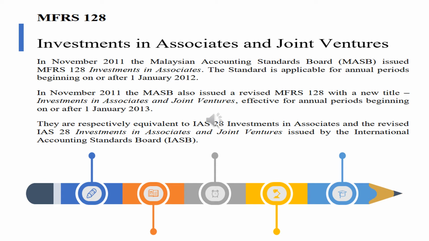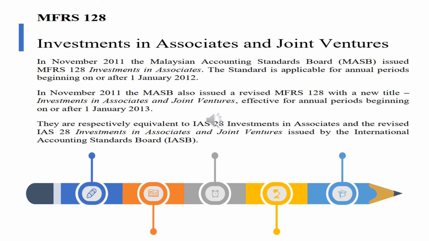Okay, let's continue to discuss MFRS 128. In November 2011, the MASB issued MFRS 128. The standard is applicable for annual periods beginning on or after 1st January 2012. In November 2011, the MASB also issued a revised MFRS 128 with a new title, Investments in Associates and Joint Ventures, effective for annual periods beginning on or after 1st January 2013.